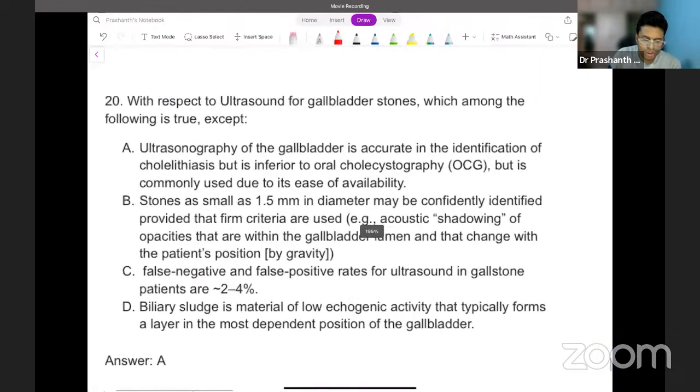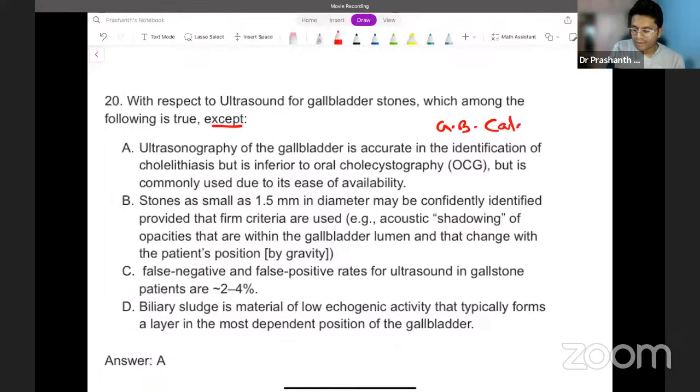Next question is with respect to ultrasound of gallstones, which among the following is true except? Again, an except question. What we should be looking at is A: ultrasonography of gallbladder is accurate in identification of cholelithiasis, but is inferior to OCG, but is commonly used due to its ease of availability. Wrong. Ultrasound is best for gallbladder stones. It's so easy to see the gallbladder calculi on an ultrasound. So ultrasound becomes the best. So the first option itself is wrong. So A is the best answer, but let's read the other options.